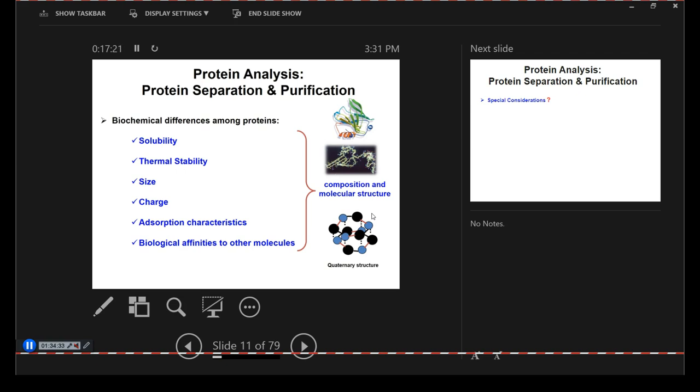So if I want to break down the quaternary structure of the protein, I need to understand what type of interactions and how can I break them down if I need to separate and isolate one form or one type of subunit.